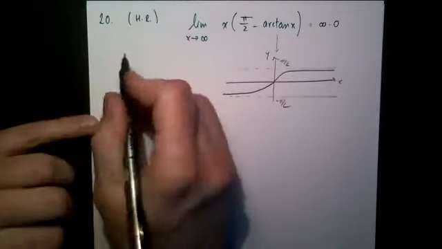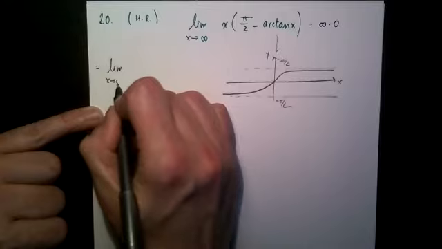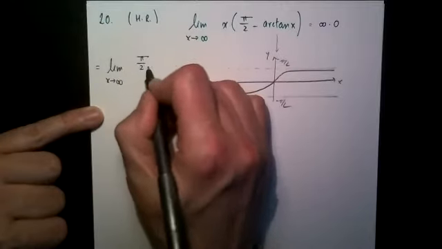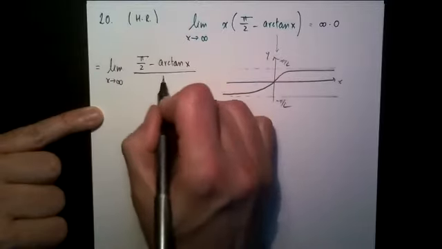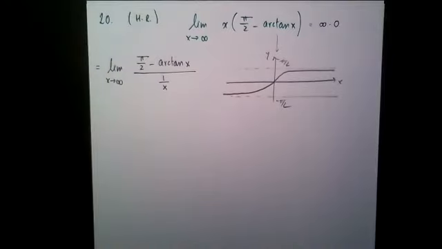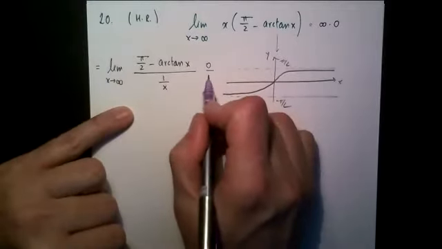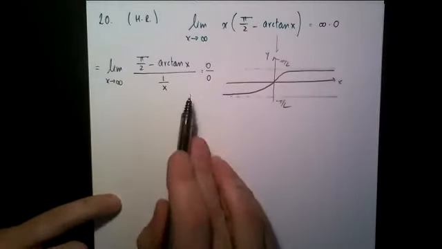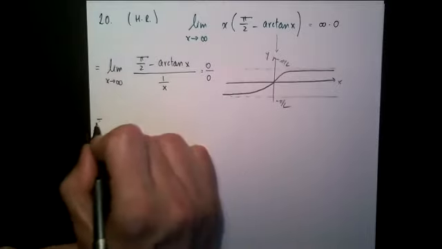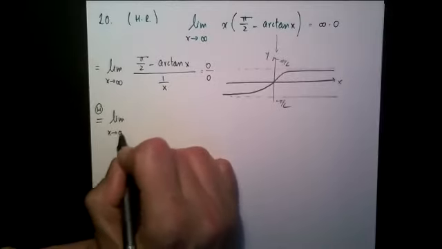I didn't do this exercise, but I would have done this so that I could use L'Hôpital's rule. So the limit as x approaches infinity of pi over 2 minus the arctan of x, divided by 1 over x. Perfect. Now I have 0 divided by 1 over infinity, which is 0. So now I have 0 over 0, which is the indeterminate form that allows me to use L'Hôpital's rule. And so I'm going to put H for L'Hôpital's rule, limit as x approaches infinity.